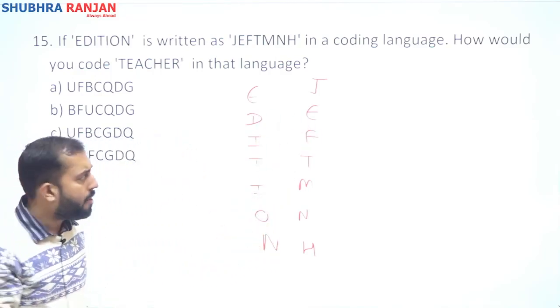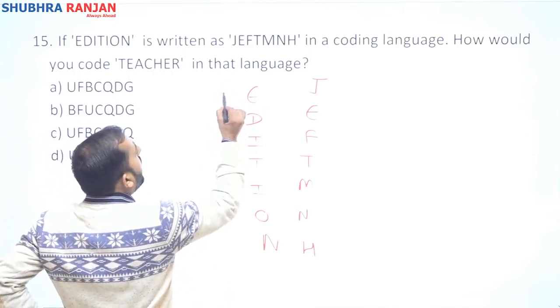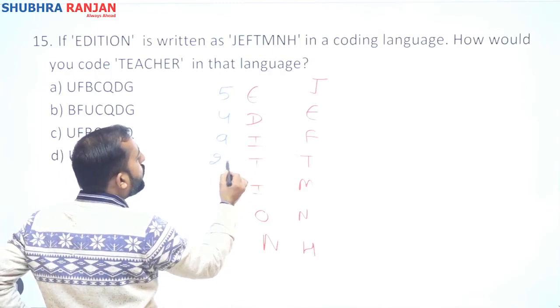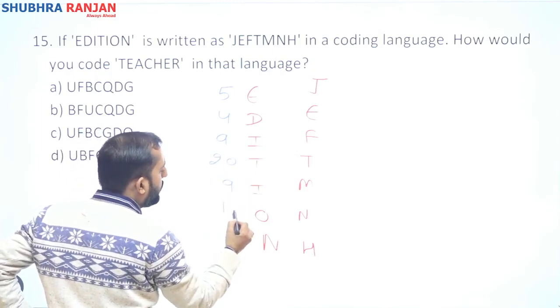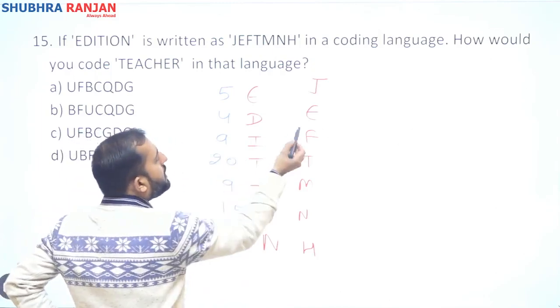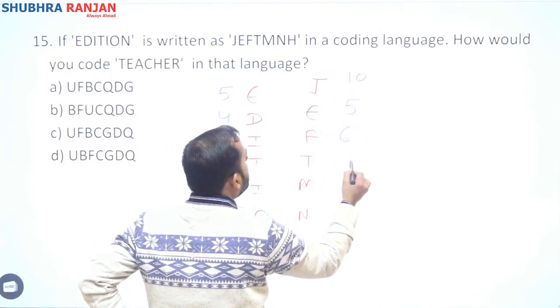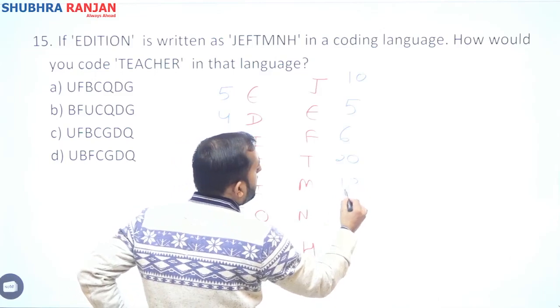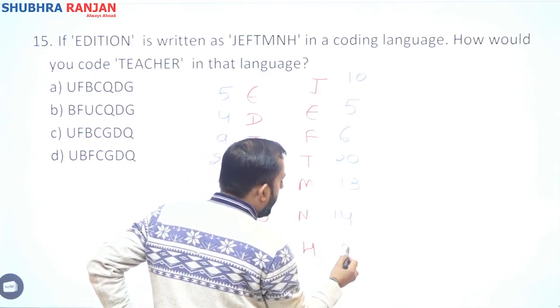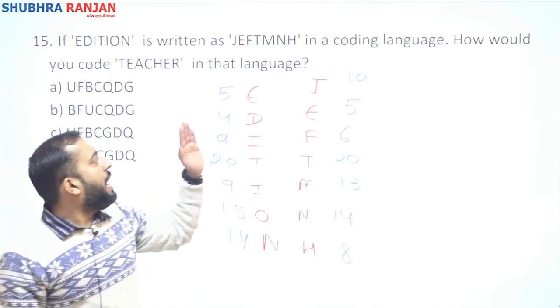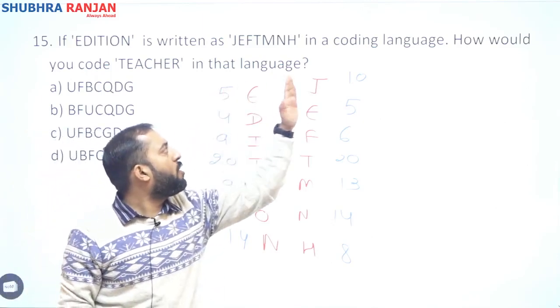Obviously type 3. So type 3, E is 5, D is 4, I is 9, T is 20, I is 9, O is 15, N is 14. On the other side, J is 10, E is 5, F is 6, T is 20, M is 13, N is 14 and H is 8. Right? I told you, link can be established 1 to 1.